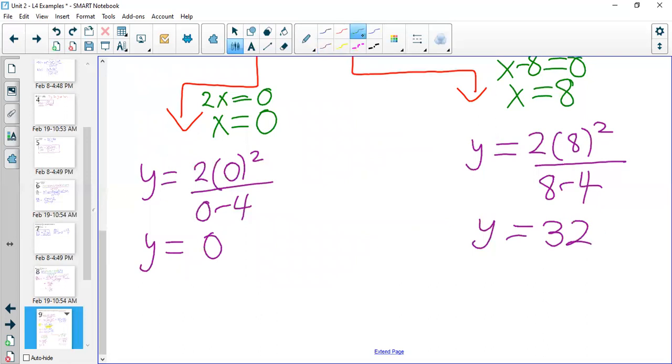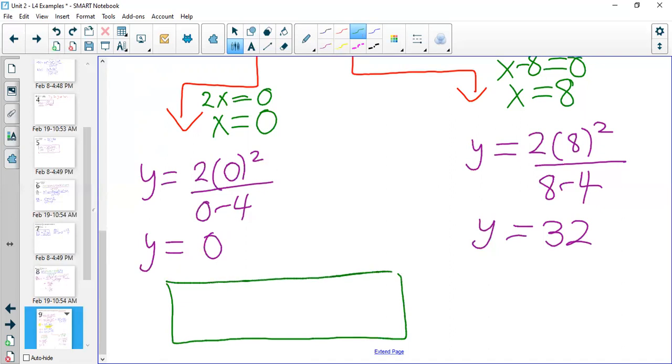So the solution to this question, the points at which the tangent to the curve is horizontal, are going to be at 2 points. This phenomenon is going to happen when x is equal to 0, y is equal to 0, and when x is equal to 8, y is equal to 32. That's where you're going to see horizontal tangent lines.